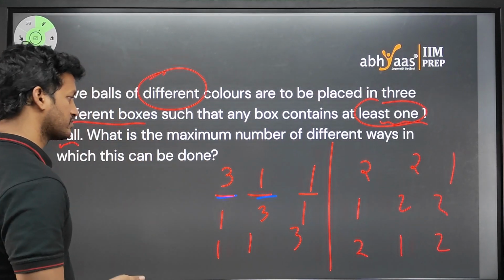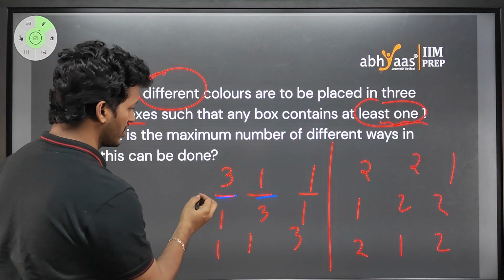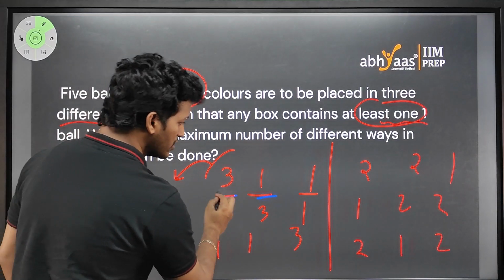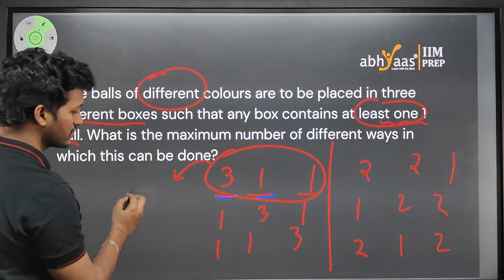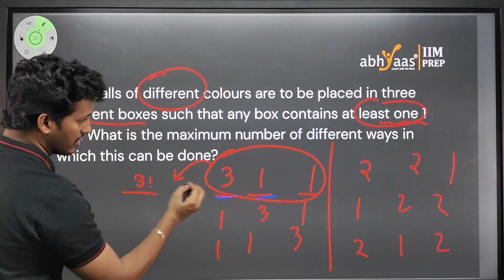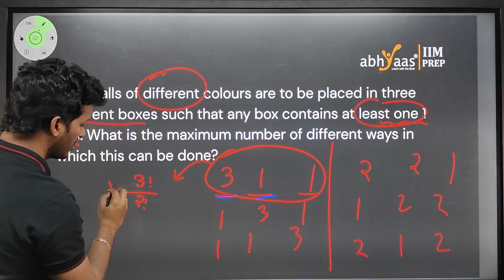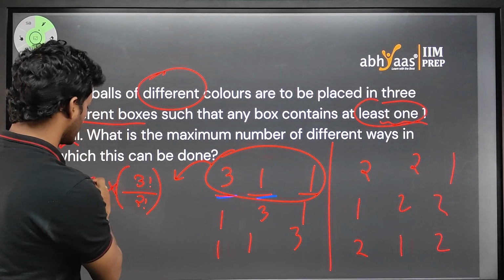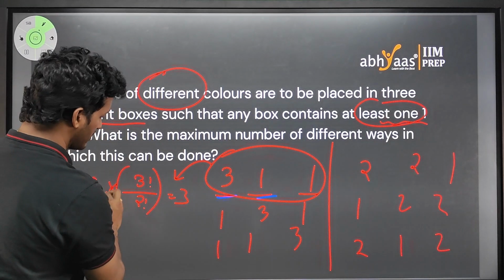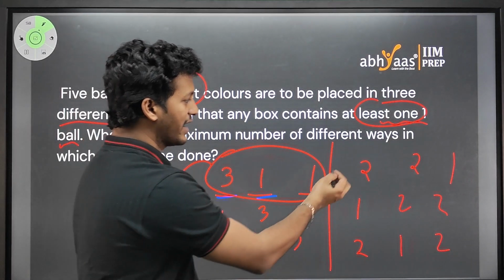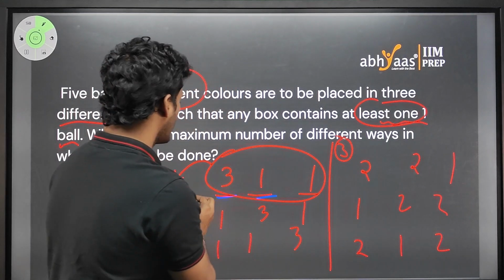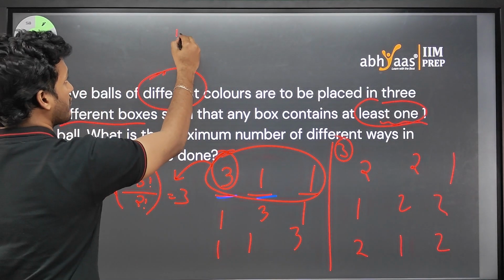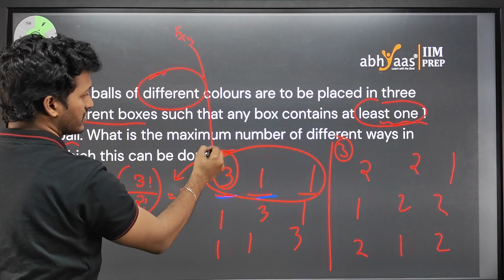But here there is a thing which I want to explain. Okay, I will explain later. First, let's count this one. I can count how many ways are possible like this. 3 factorial by 2 factorial gives me 3. So there are 3 ways possible here, and here 3 ways possible. So how can I select these 3 balls from the 5 different colors? That will be 5C3 for the first case.